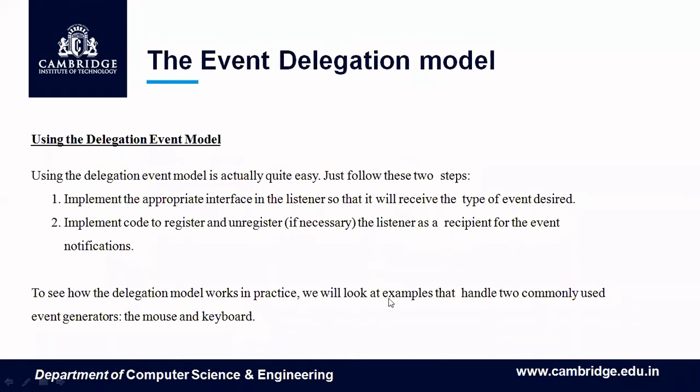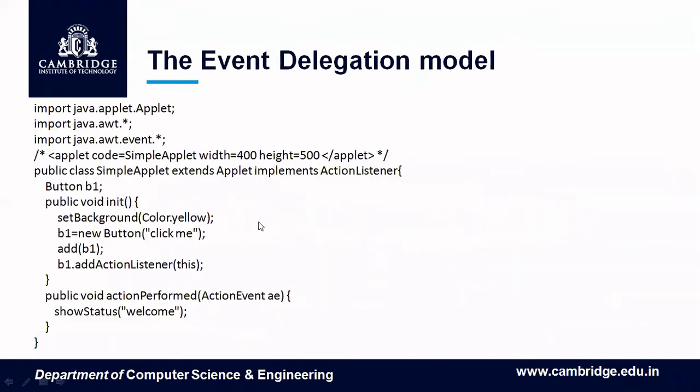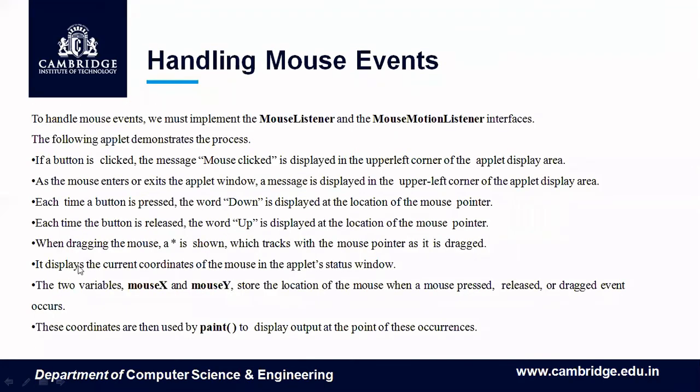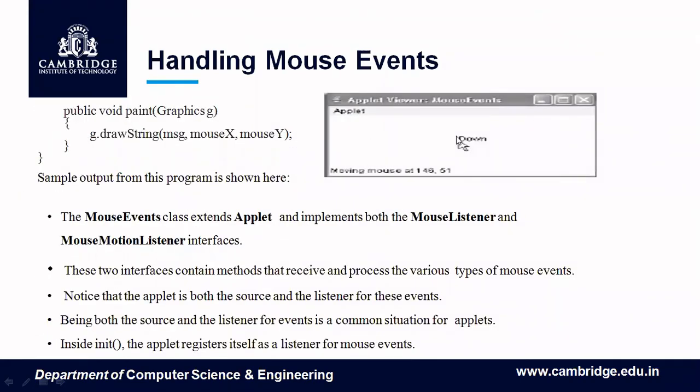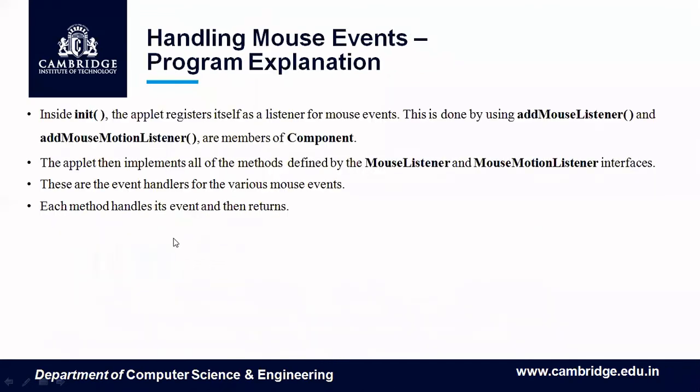We will only see two examples, which are mouse and keyboard. So this is the requirement for mouse event I told you. This is the program which we discussed. This is the output. It has to extend applet and implement both the mouse listener and mouse motion listener. You can see inside init, the applet registers itself as a listener. It is both the source as well as the listener. Commonly in all your GUI applications, your source and listener will be the container.